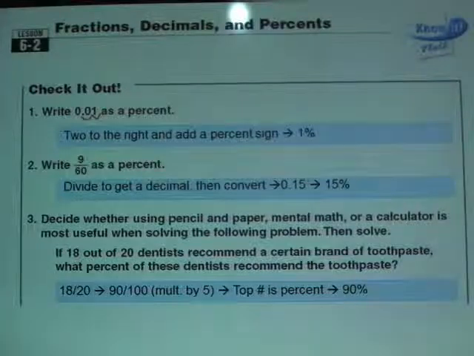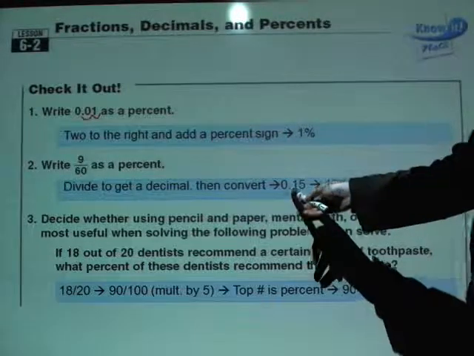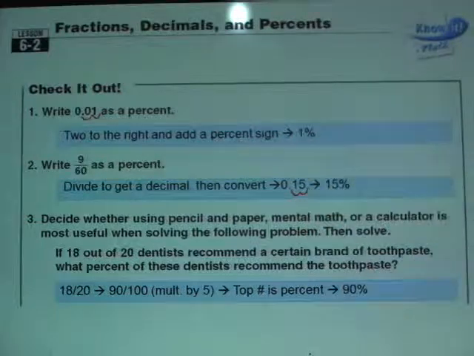Number 2, we're writing 9/60ths as a percent. So I'm going to divide here. I'm going to do 9 divided by 60 here to solve my first step, because dividing a fraction will get me the decimal form, which is 0.15. And then I'm going to convert 0.15 into a percent by moving the decimal 2 places to the right and adding a percent sign, and that's going to get me 15%.